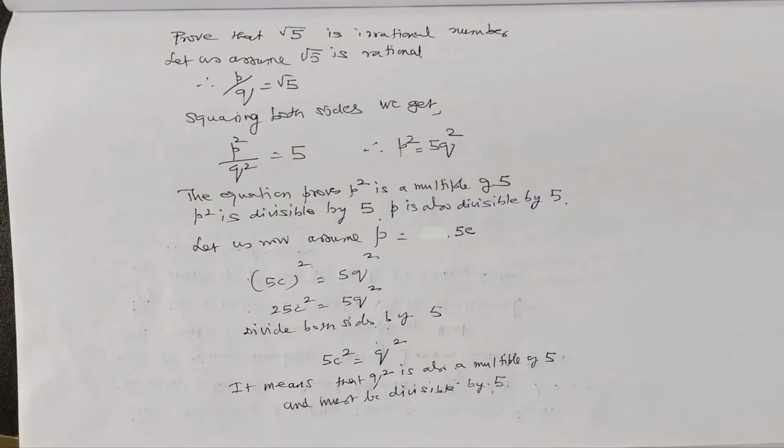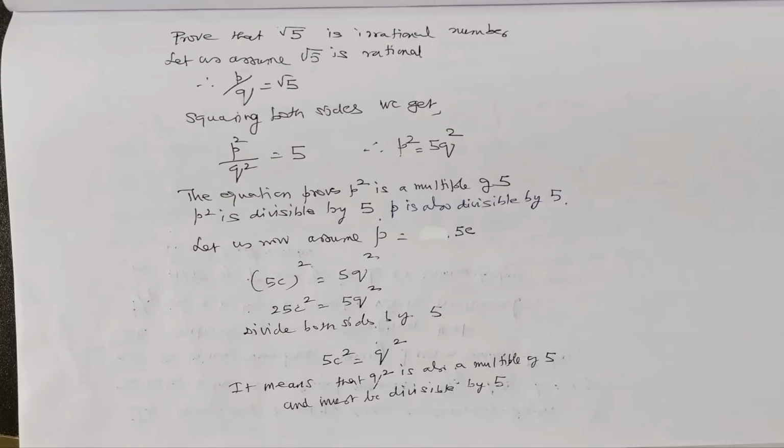Let us assume that root 5 is a rational number. Then it must satisfy the equation p/q = square root of 5, where p and q are co-prime numbers having a common factor of 1 only. Squaring both sides, we get p squared / q squared = 5. That makes p squared = 5q squared.